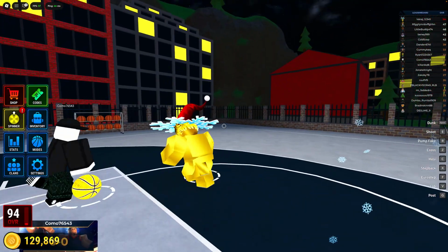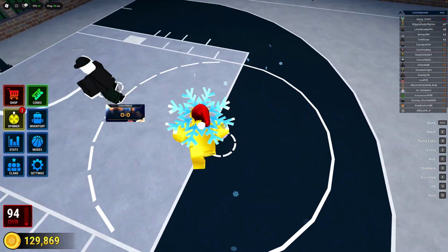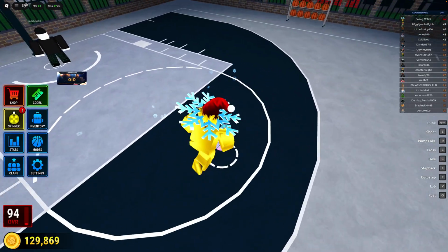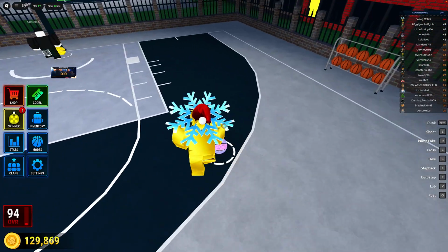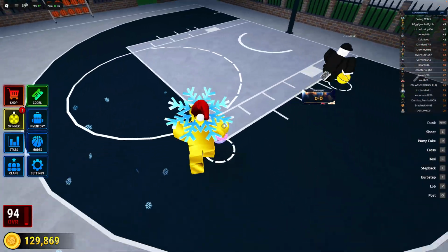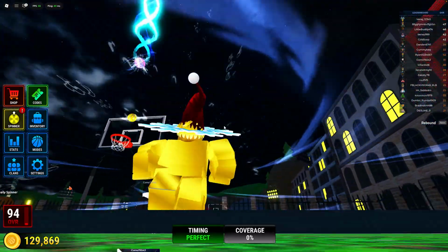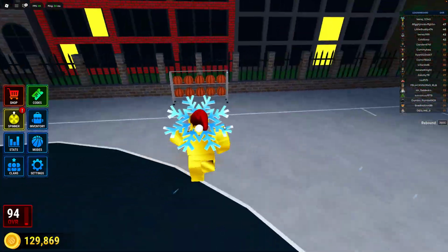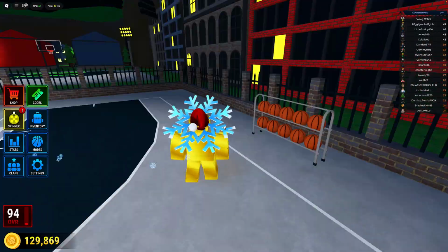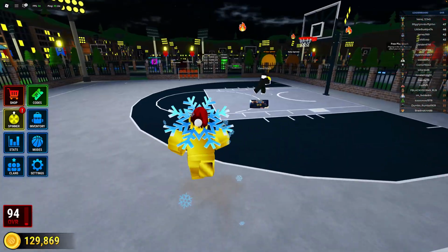But if you're like a 40 overall or above, like these guys below me, then you're gonna do from here, and then you're gonna post them until they get screened or something, and then you're gonna go to the 3-point line and shoot. Now next, let's talk about defense.